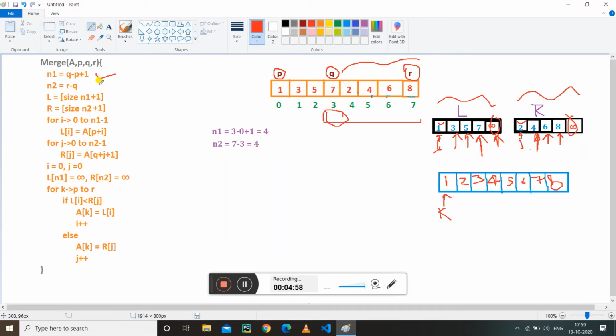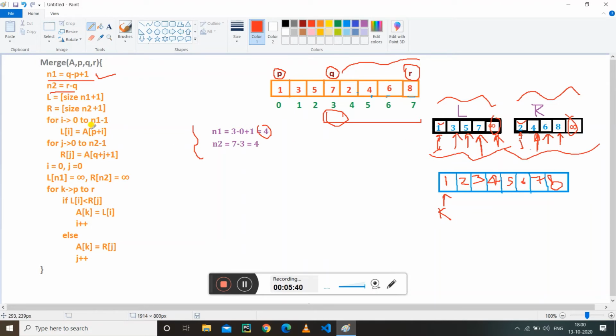So now let's go back to our algorithm. Initially we just say n1 is this, n2 is this, and you know the significance of these. n1 is q minus p plus 1, where q is 3 and p is 0, so n1 is 4. The size of L is n1 plus 1, that is 4 plus 1, which is 5. That is the size of L. For R it is also n2 plus 1, where n2 is r minus q. So 7 minus 3 is 4, and 4 plus 1 is 5.